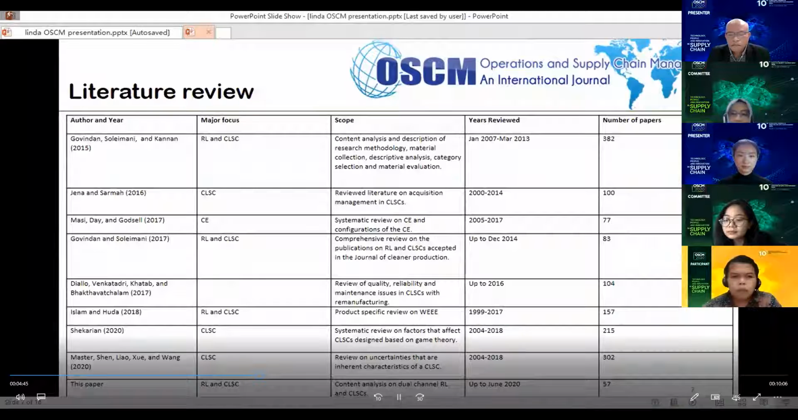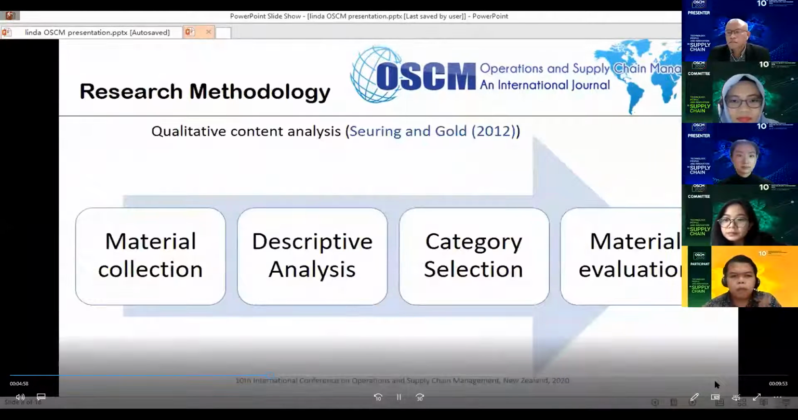So now, to my knowledge, there's been no review that actually carried out the use of multi-channels and dual channels in closed loop supply chains, which is the research gap.